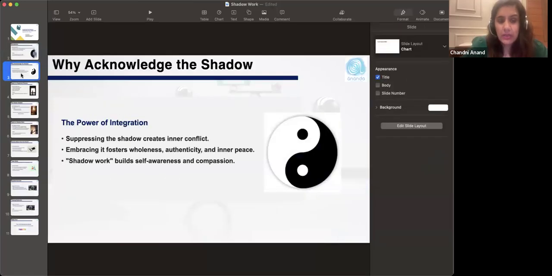Why acknowledge the shadow? The power of integration. Can everybody see my slide? You all can, right? Okay. The power of integration. Basically, suppressing the shadow creates an inner conflict. हम सोच कुछ रहे हैं, बोल कुछ रहे हैं, कर कुछ और ही रहे हैं. I'm thinking something, speaking something, doing something else. It's going to create one deep inner conflict, and that becomes disease in our body, mental or physical. Embracing it fosters wholeness, authenticity, and inner peace. And shadow work builds self awareness and compassion. So, the power of integration, or why even should we bother to acknowledge the shadow?